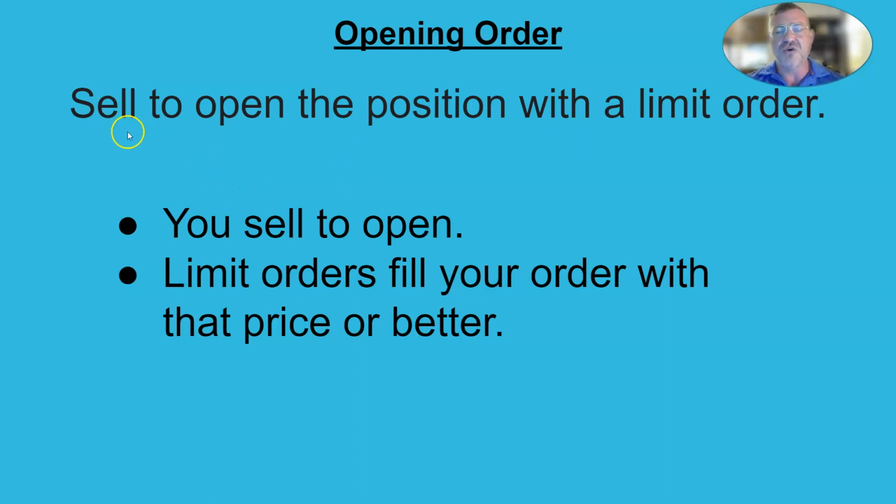Now, when you sell a put option, you're selling to open the position, right? You're going to sell to open, and you're going to do this with a limit order. Limit orders fill your order with the price that you want or better. So that means if you set up a limit order and you're not getting that price, your position will not be opened. You're guaranteed you're going to get this price or better, or it's not going to open. So we're going to sell to open the position with a limit order.